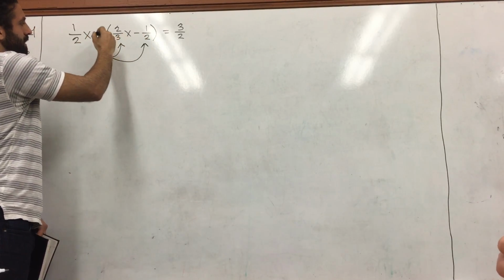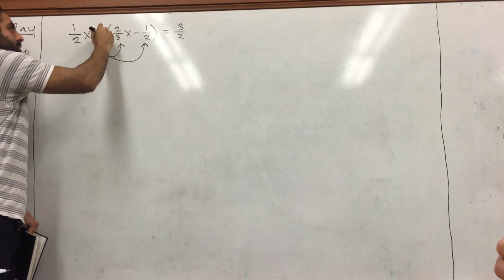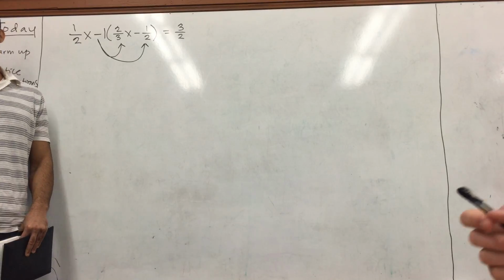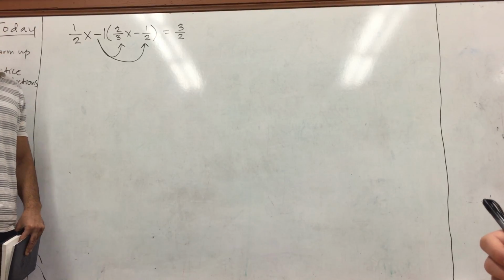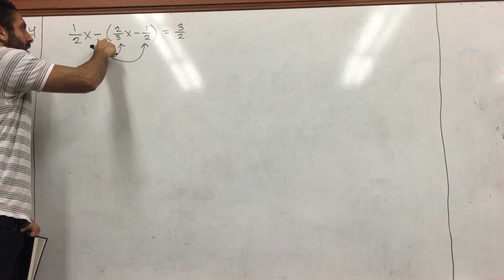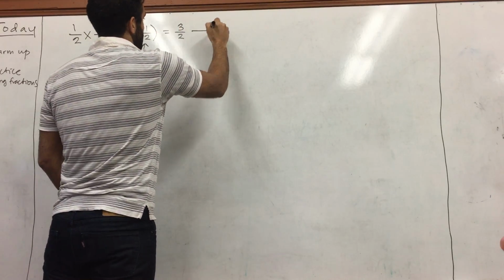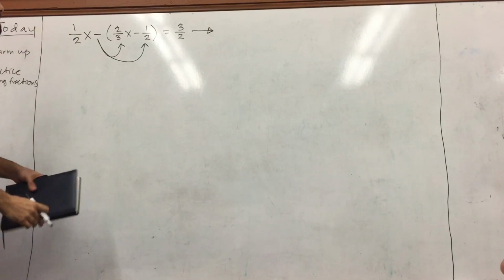We're distributing a negative sign. Or yeah, you can think of it as distributing -1. Really important. That's why we did distributing negatives last week. This right here is what we're distributing. Take 30 seconds to do that.